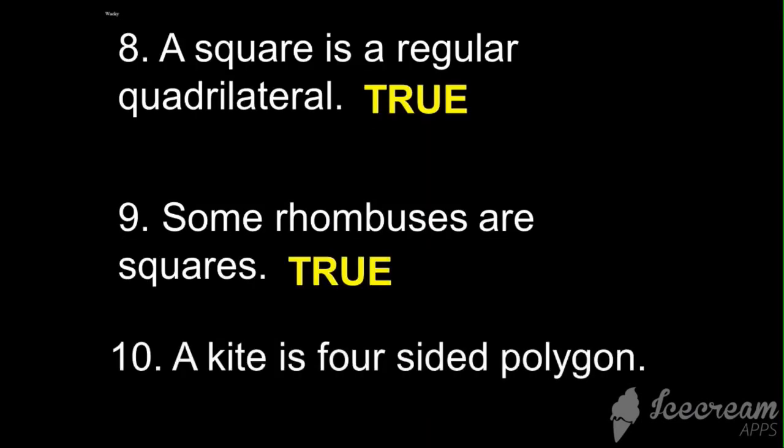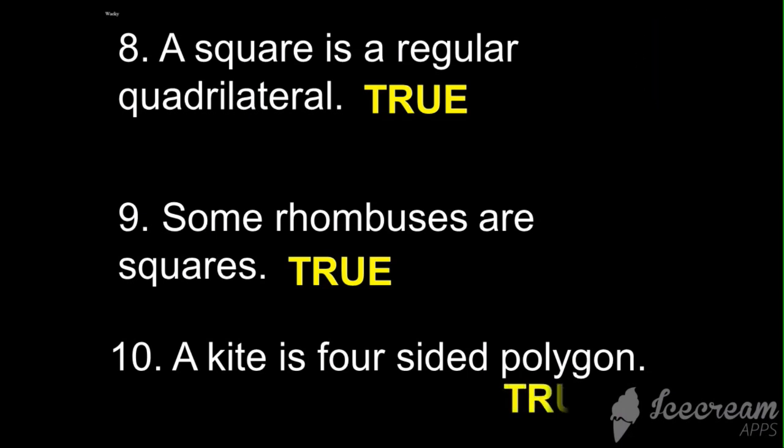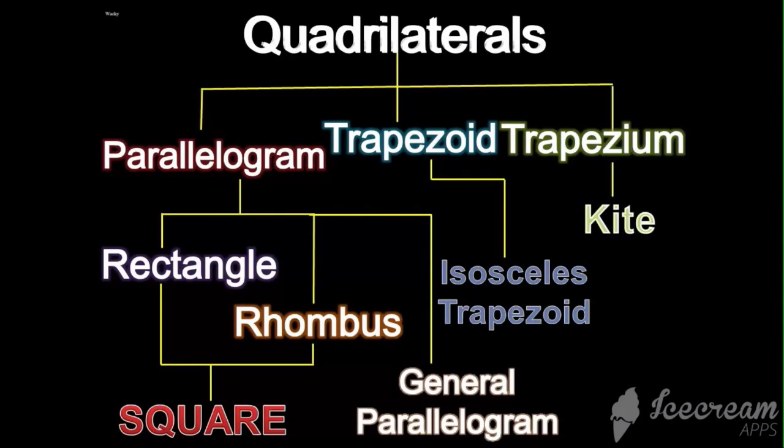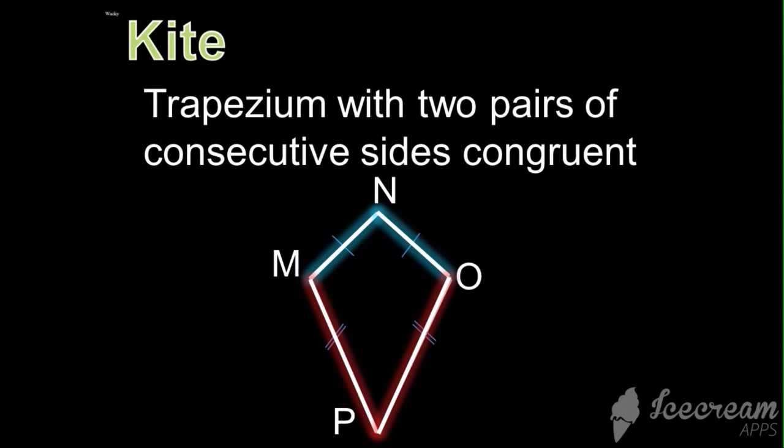Number 10. A kite is a four-sided polygon. The answer is true. A kite is a kind of quadrilateral, and a quadrilateral is a four-sided polygon. So therefore, a kite is a four-sided polygon.